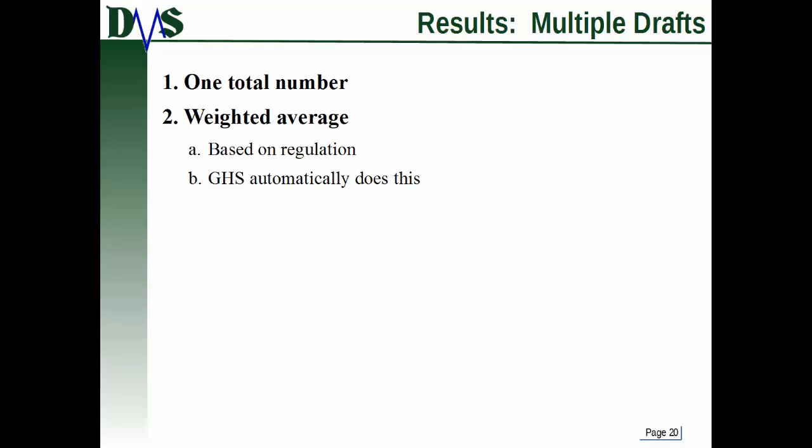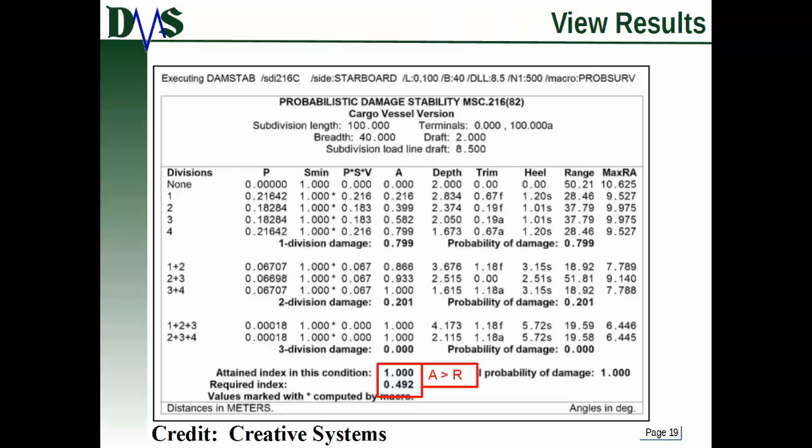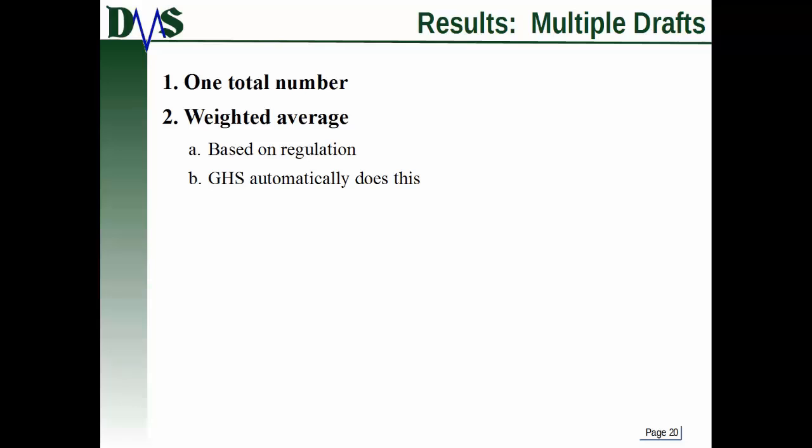And the way it works is, this was just for one draft. You can also do it for multiple drafts, and it will actually do a weighted average based upon the regulatory requirements for how to do that weighted average. Again, GHS automatically calculates this weighted average.